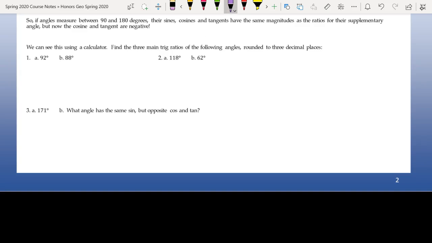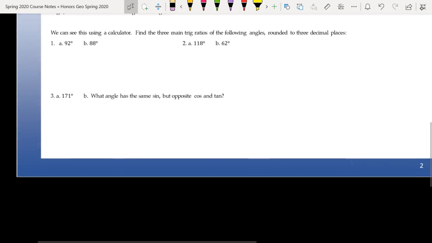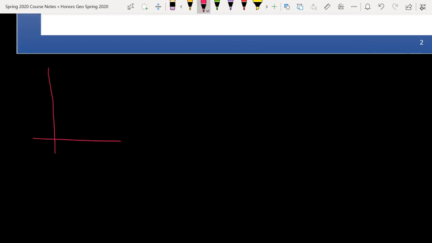So let's consider this first problem, where we have an angle measuring 92 degrees and an angle measuring 88 degrees. Let's draw out this scenario. Now both of these angles are incredibly close to being right angles. So if we take the 88 degree angle, we can start at the x-axis and create an angle that's 88 degrees. Let's say it looks something like that. It's a little bit exaggerated, but this is 88 degrees.